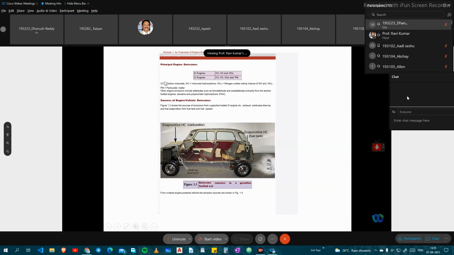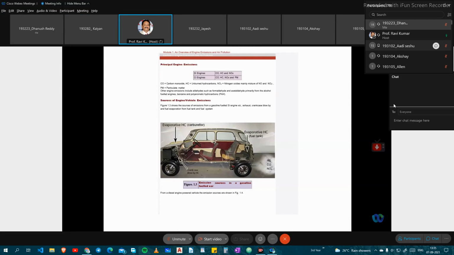Okay, here I am going to give you more clarity on yesterday's class. Basically, we are going to cover the principle of engine emissions. On SI engines the pollutants are CO, HC and NOx. Spark ignition engines are petrol engines. Compression ignition engines means diesel engines, where you have CO, HC, NOx and PM.